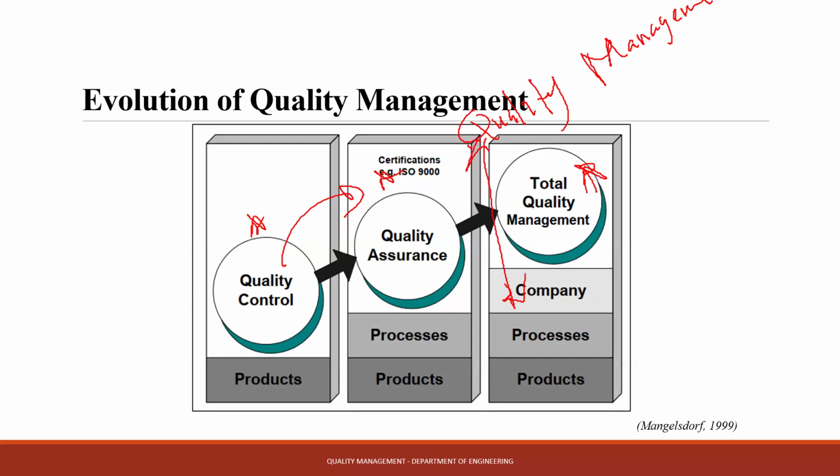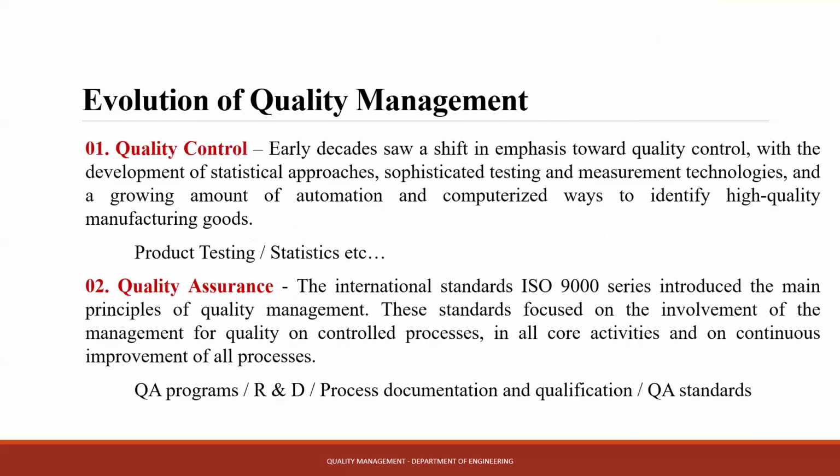Right, start with quality control and quality assurance. Then we move to quality management and total quality management, right? So I will go through this evolution process one by one. The first one is quality control.